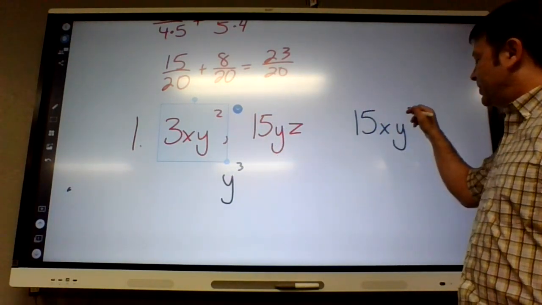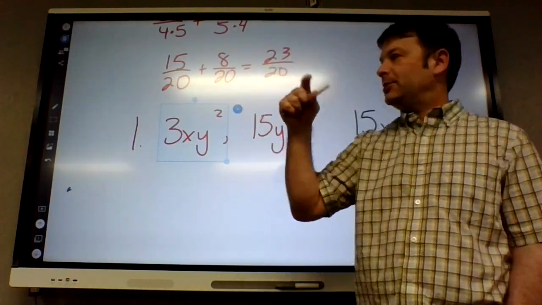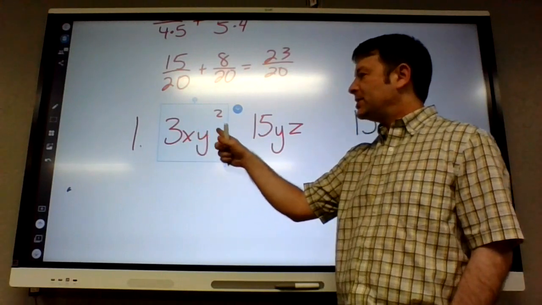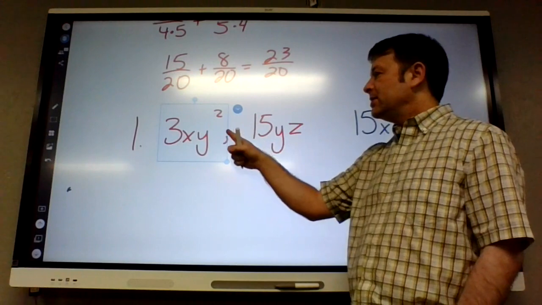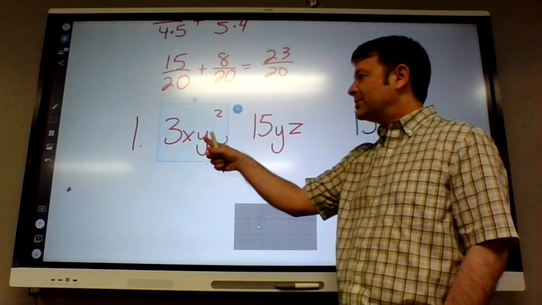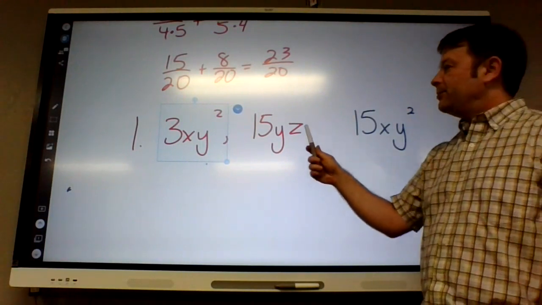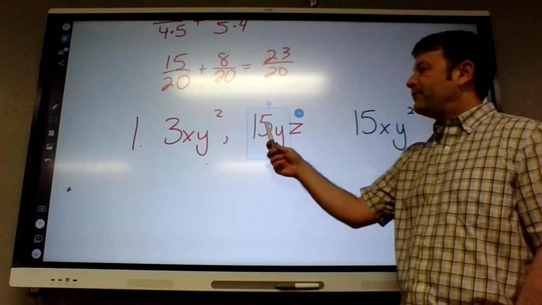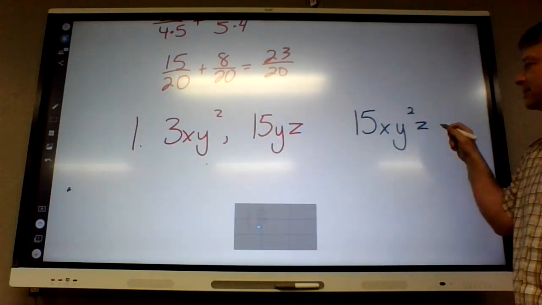Here's a very important thing for today. When you're finding the least common denominator or least common multiple, you want to use the most of each kind of variable, each factor. So what's the most of my y's? 2. So I use 2, because both of these can be turned into y squared. For the z's, what's the most of my z's? z.